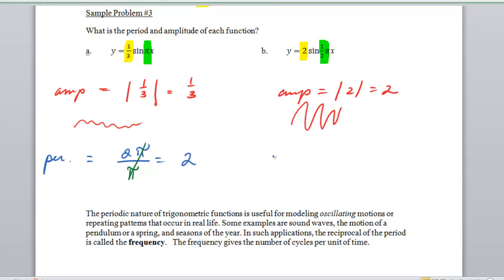For B, we have 2 pi over 1/2 pi. The absolute value of 1/2 pi is positive 1/2 pi. The pi's cancel out, leaving us 2 divided by 1/2, and we would make that 2 times the reciprocal of 1/2, which is 2, so the period equals 4 in this case. So that's a basic help on identifying amplitude and period.